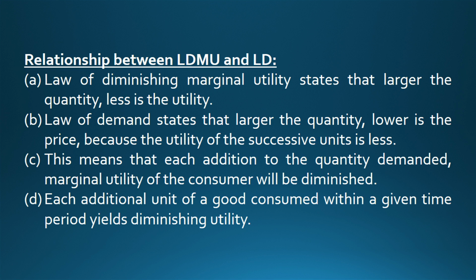Relationship between LDMU and LD. A. Law of diminishing marginal utility states that the larger the quantity, the less is the utility. B. Law of demand states that the larger the quantity, the lower is the price, because the utility of the successive units is less. C. This means that with each addition to the quantity demanded, marginal utility of the consumer will be diminished. D. Each additional unit of a good consumed within a given time period yields diminishing utility.